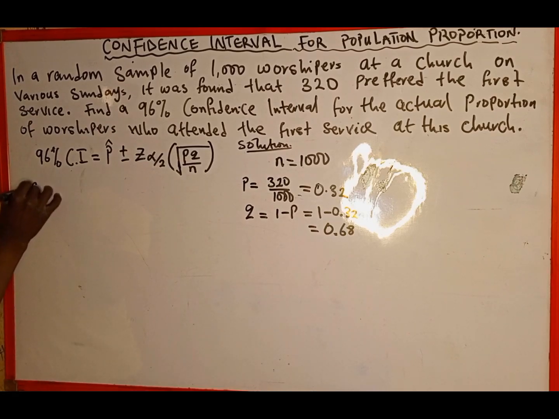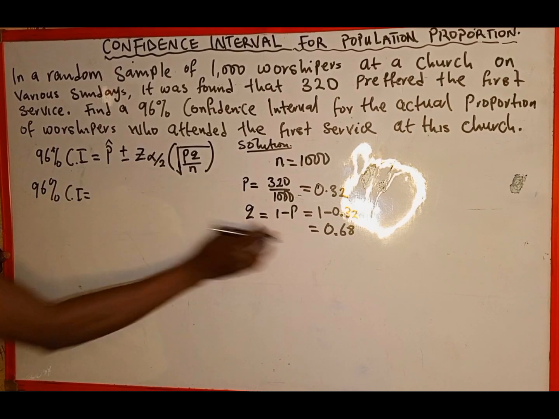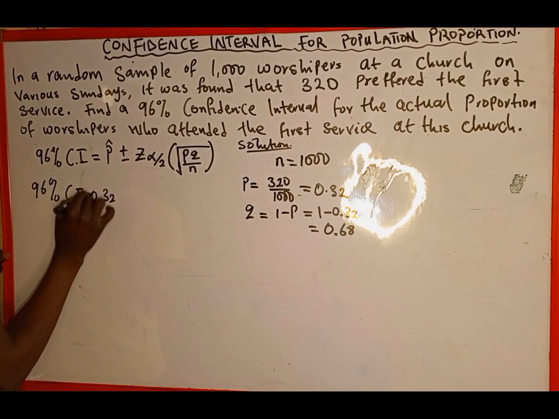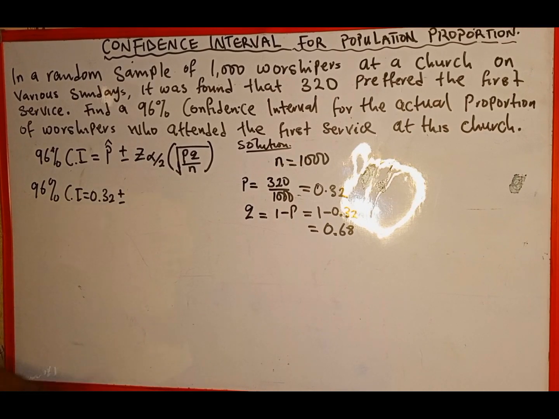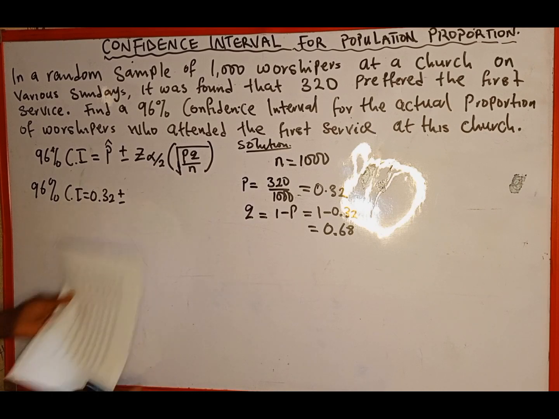So it's very simple. We are going to substitute that into the formula. So I'm going to have the 96% confidence interval equal to P, which is given as 0.32, then plus or minus Z alpha over 2. From the Z table, for the 96% confidence interval, we're going to have 2.054.